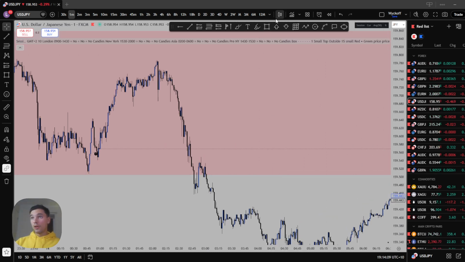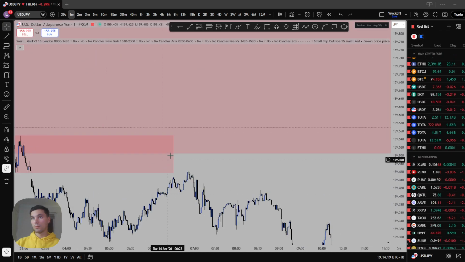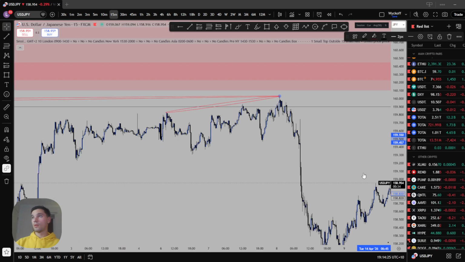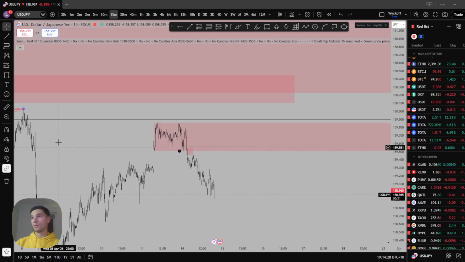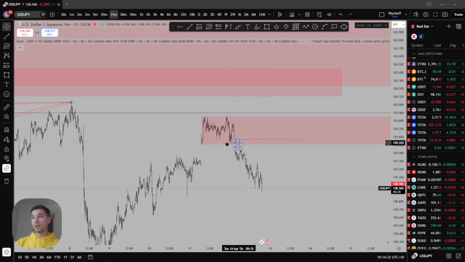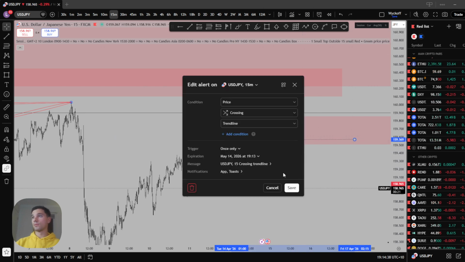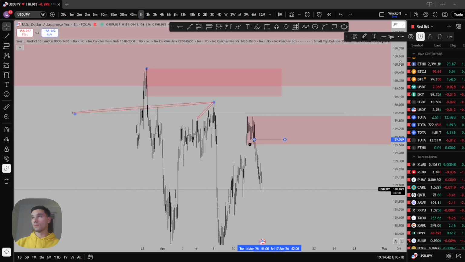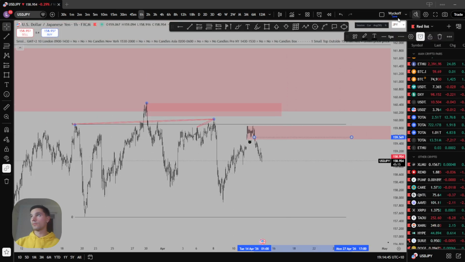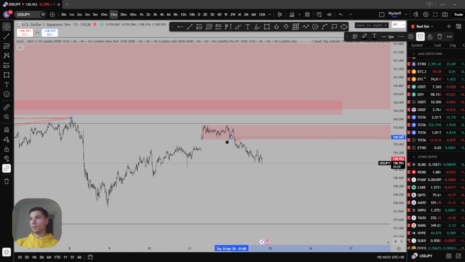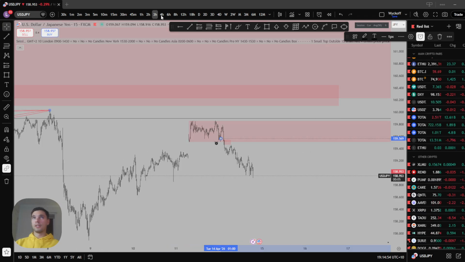Well, interestingly enough, you had overlapping structure which got mitigated. Right there. So yeah, you can definitely use this as your POI. Yeah, that's kind of it for USD JPY.